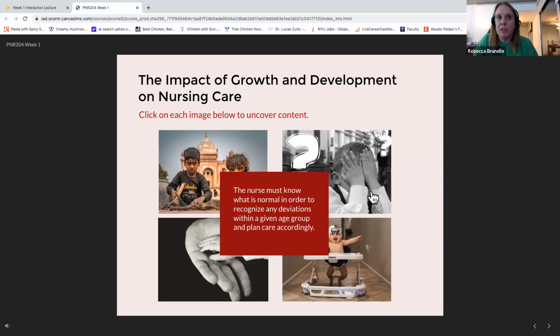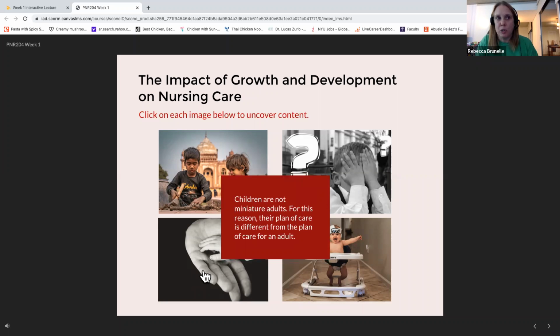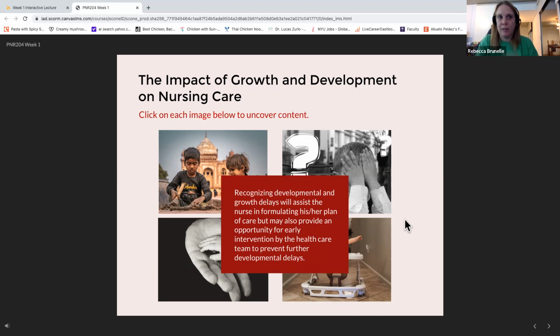So it's really important to know what is normal. So if a child's not meeting milestones or not growing appropriately, you can intervene early. And remember that children are not just miniature adults. This is kind of saying the same thing: intervene early, and make sure you're paying attention to what's going on. Because a lot of times they could have a developmental delay, but if you get them into the appropriate therapy, they can really learn a lot of skills that they wouldn't otherwise learn.